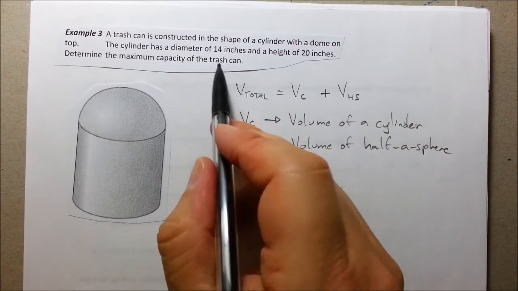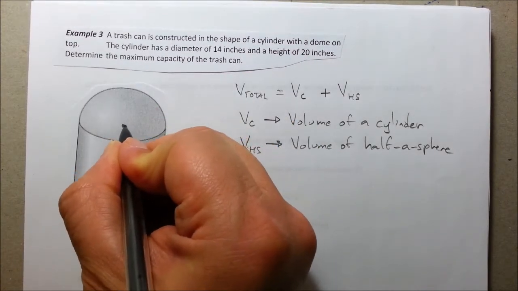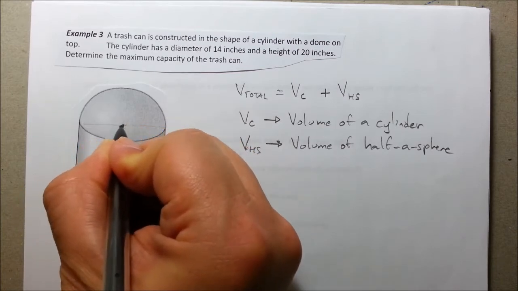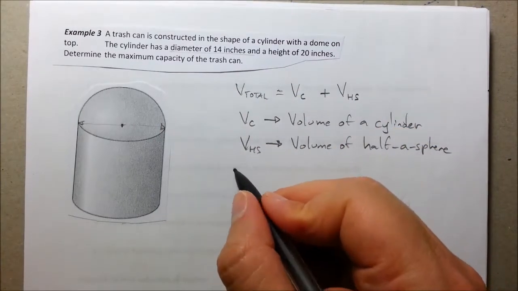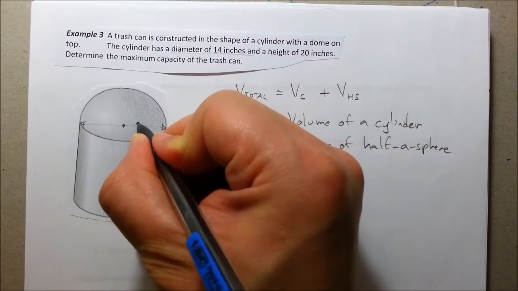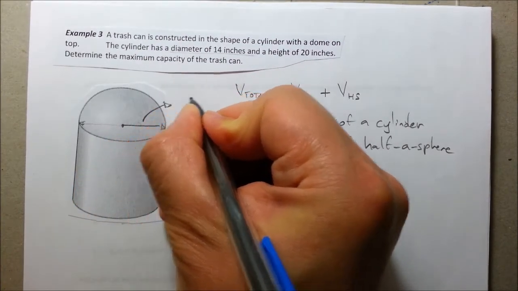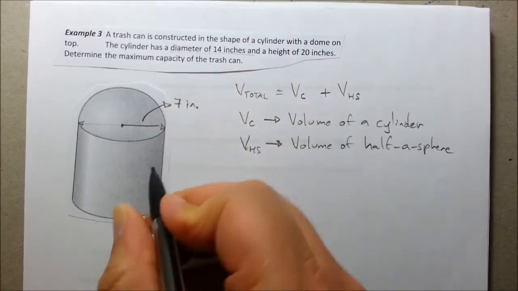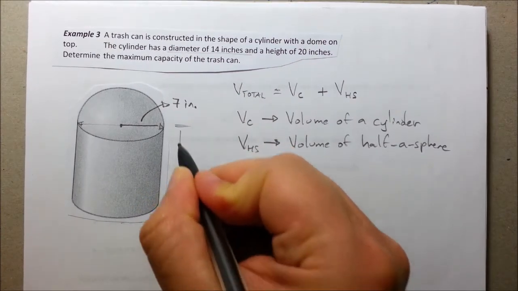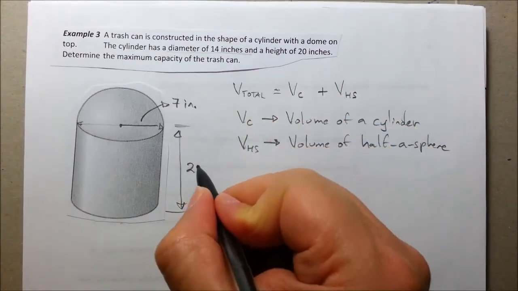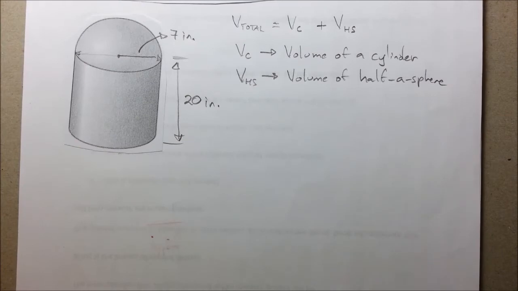Okay, so they give us some information here. It says 14 inches, so that means from here to there the width is 14 inches, but since for the formula of a sphere we need the radius, we're going to have to use half of that. So the radius would be 7 inches, and they say the height of this cylinder is 20 inches, so let's write it down, 20 inches. Nothing we need to change there. Make sure you have this in your notes.